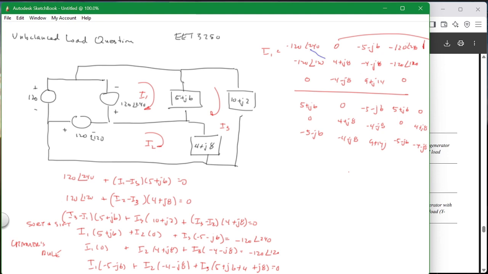It's this times this times this plus this times this times this plus this times this times this, minus this times this times this, minus this times this times this, minus this times this times this. The denominator is this times this times this plus this times this times this plus this times this times this. And a lot of times you get zeros, which wipes it out. Minus this times this times this, minus this times this times this, minus this times this times this, and you're done.